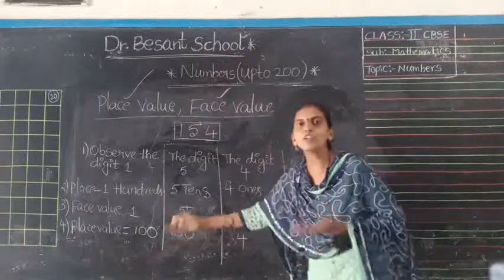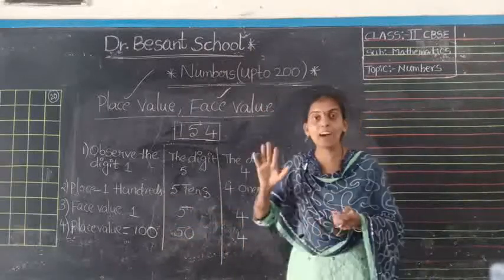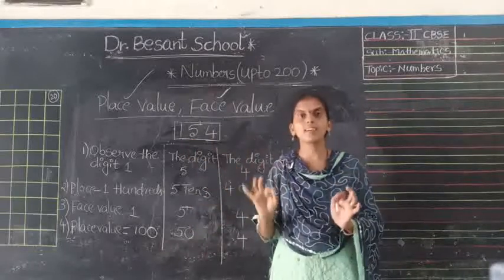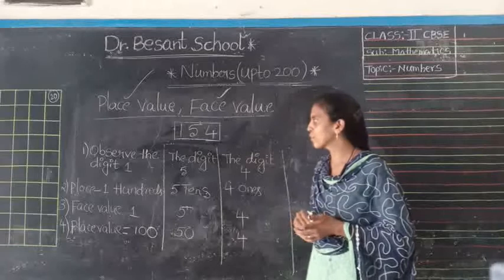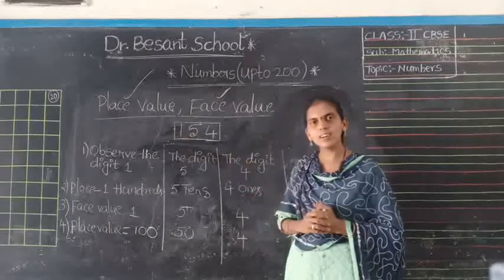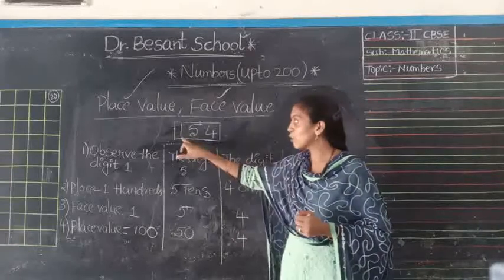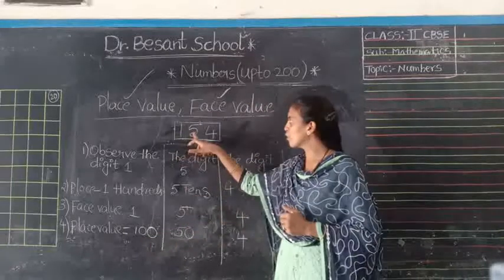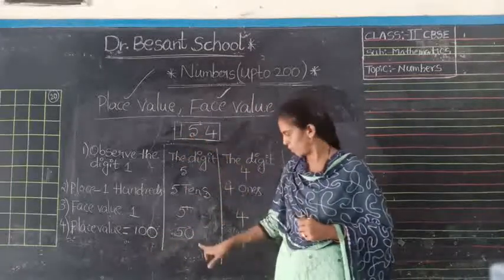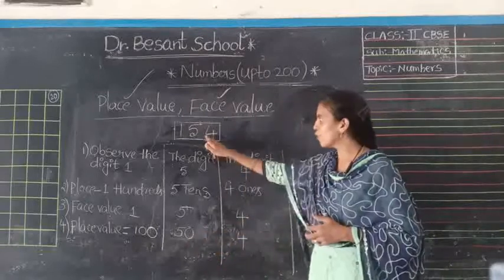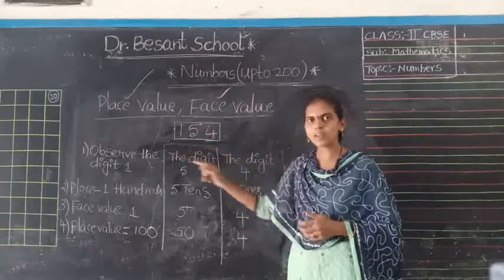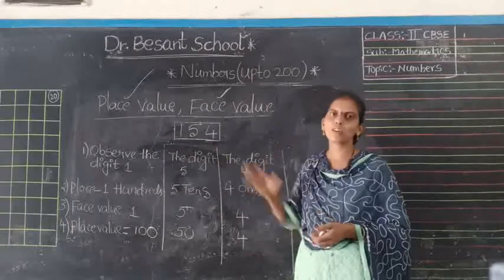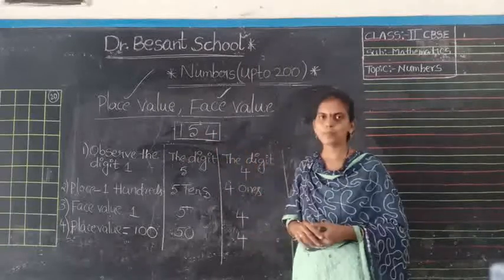Next is the value for the digit in the number 154. What is the value of digit 1 here? 100. What is the value of digit 5 here? 50. What is the value of 4 in the number? Digit 4 value is 4 because it is ones place 4.